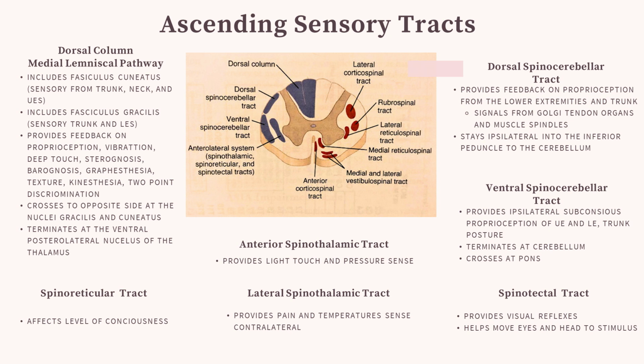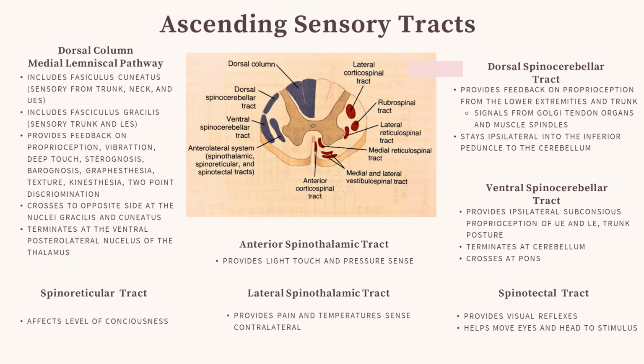And then a few other ascending sensory tracts that we need to go over are the spinothalamic tracts. We have an anterior spinothalamic tract and a lateral spinothalamic tract. The anterior spinothalamic tract provides same-sided light touch and pressure sensation for us. And then the lateral spinothalamic tract provides contralateral, so opposite side, pain and temperature sensory feedback for our bodies. This is going to come into some importance when we talk about some of the spinal cord injuries in the next few slides.